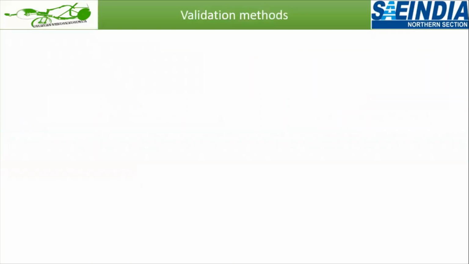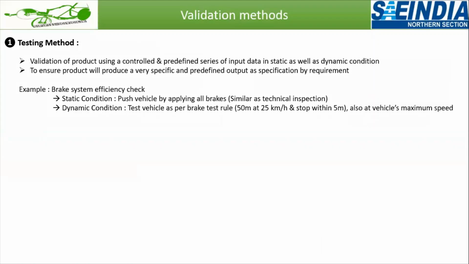Now we will see the validation methods. Number one, testing method. Validation of the product using a controlled and predefined series of input data. This can be done in static as well as dynamic conditions. It ensures that the product will produce a very specific and predefined output as specified by requirement. For example, brake system efficiency check.